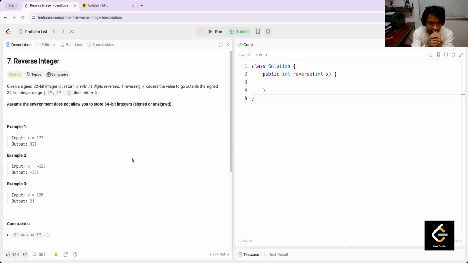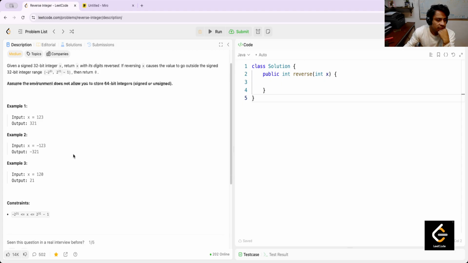If reversing x causes the value to go outside the signed 32-bit integer range, negative 2 to the 31 to positive 2 to the 31 minus 1, return 0. Assume the environment doesn't allow you to store 64-bit integers.